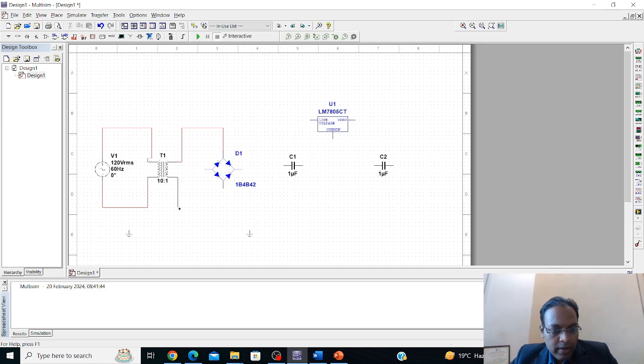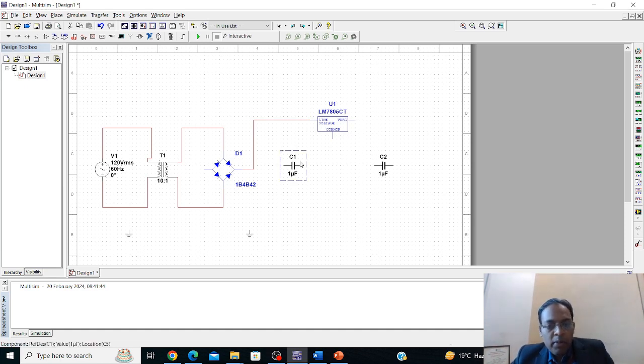So here you can see we are connecting the secondary of the transformer to the bridge rectifier. The bridge rectifier is connected to the voltage regulator IC. This voltage regulator IC has 3 pins. The first pin is the input pin, the second pin is the ground pin, we have to ground it, and the third is the output pin, we have to connect it to the output side.